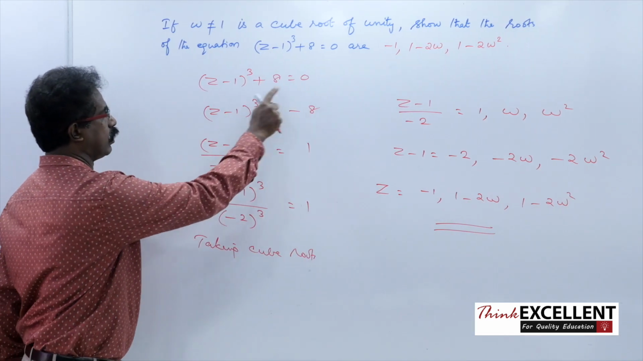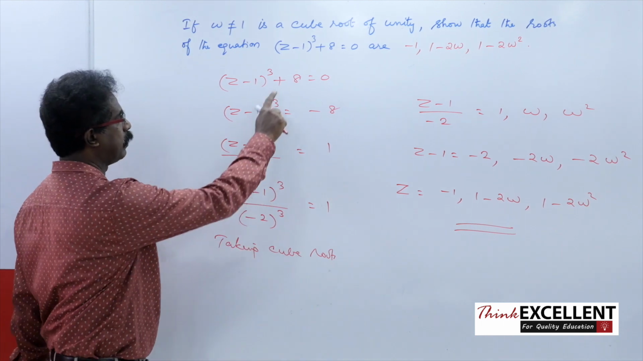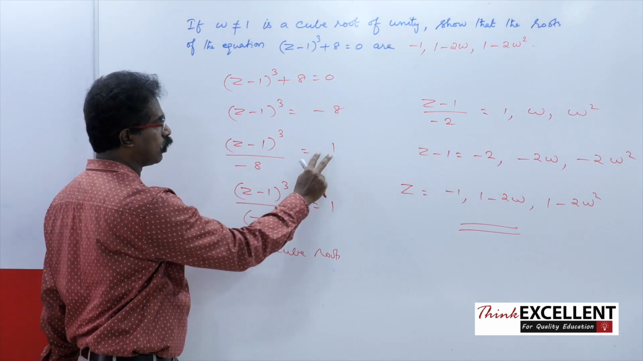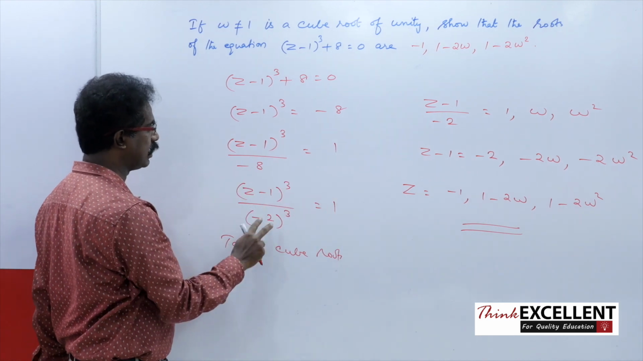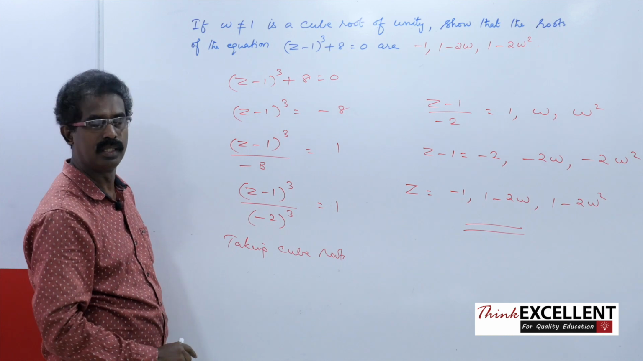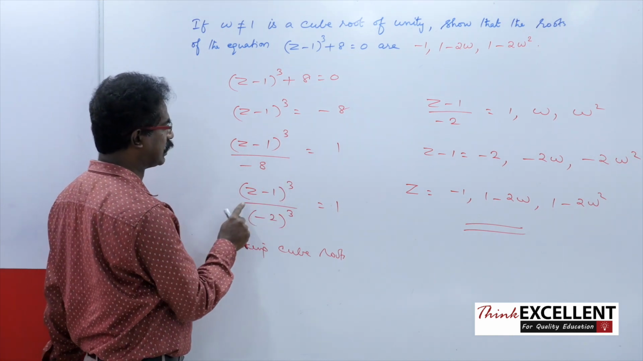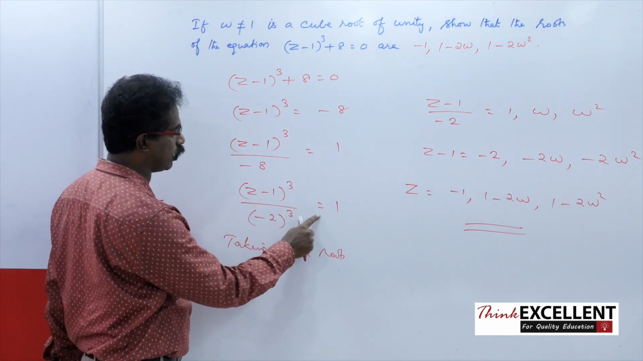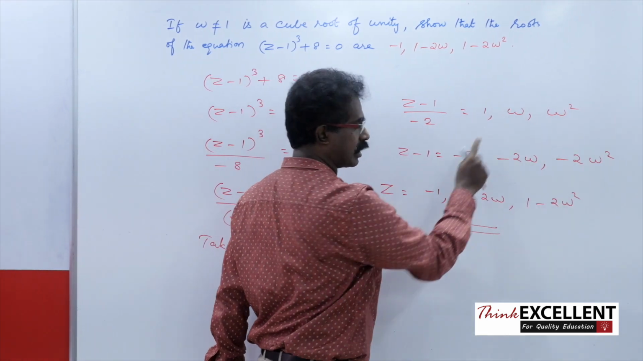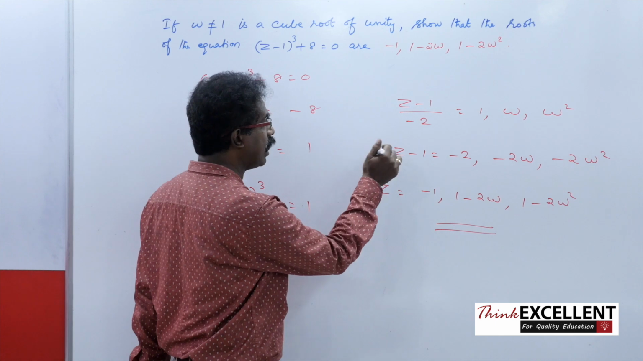So this is the given equation. Take plus 8 to that side, minus 8. Bring it down, equal to 1 you are getting. Minus 8 is the same as minus 2 the whole cube. Now you take cube roots. When you take cube roots, the 3 cancels. (Z minus 1) by minus 2 is equal to the cube roots of unity: 1, omega, omega square. Now from here you find Z.